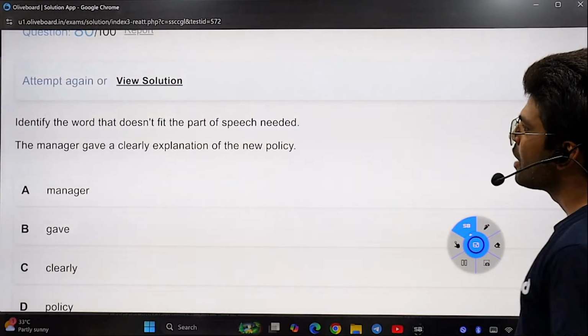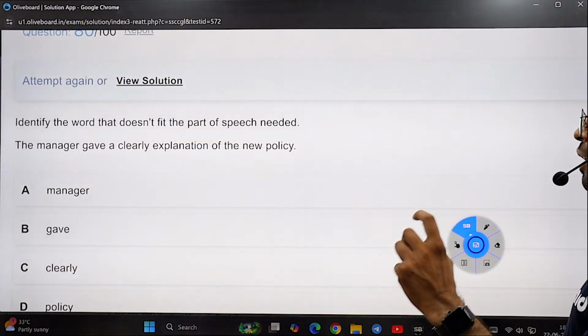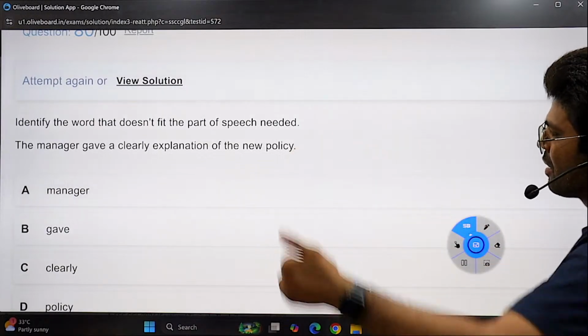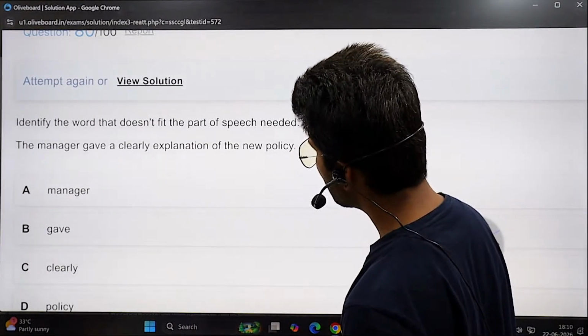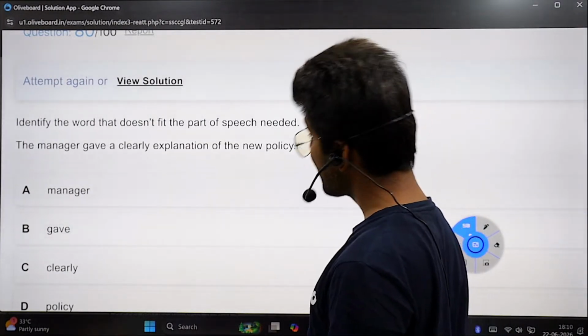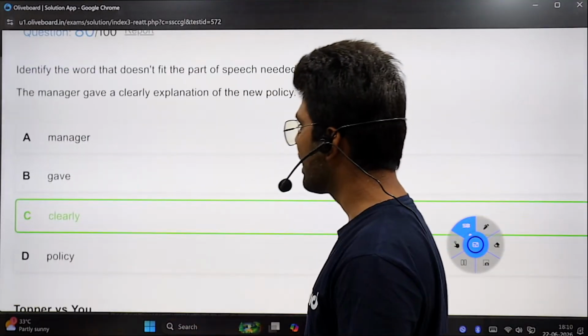The manager gave an explanation, noun. Clearly explanation, nouns are not modified by adverbs. An adjective should be here. Clear explanation.